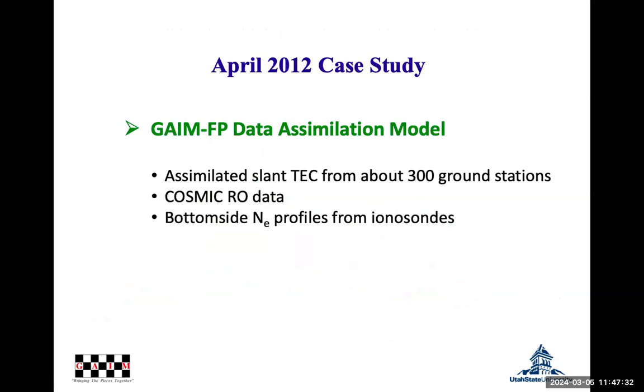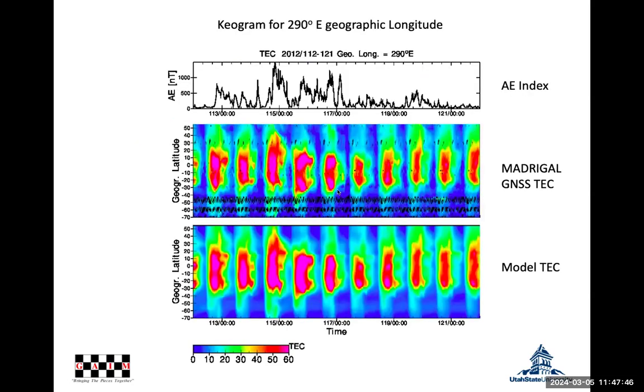Let me show you another period here. This is now April 2012. Again, we're assimilating ground-based observations, ground-based TEC, COSMIC radio occultation data here, and ionosphere data. And we're looking throughout a stormy period in April of 2012. Again, the AE index in the top panel here, showing you the strong variability that occurred in the high latitudes.